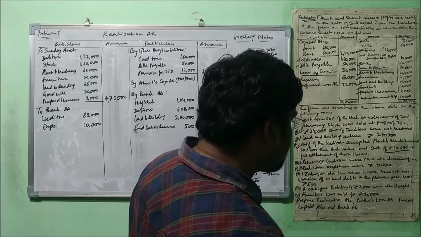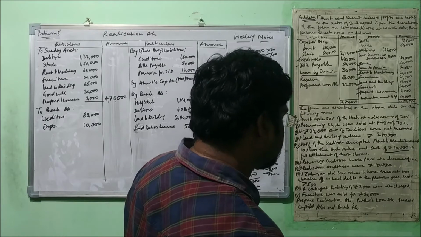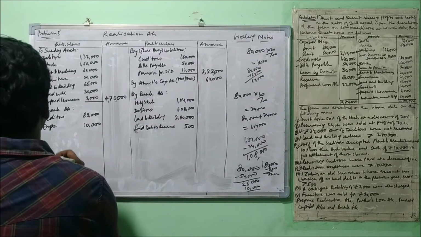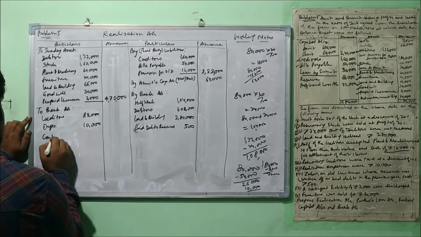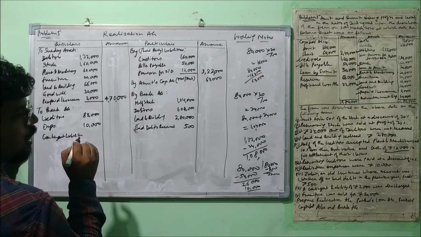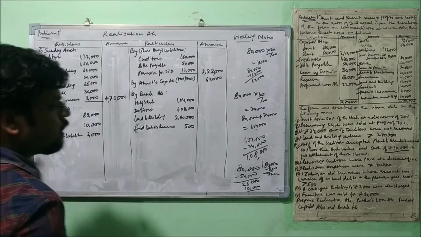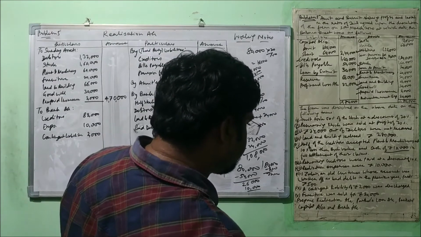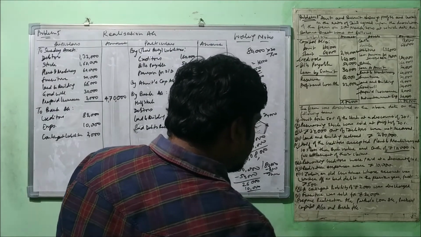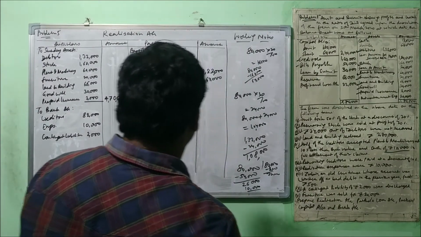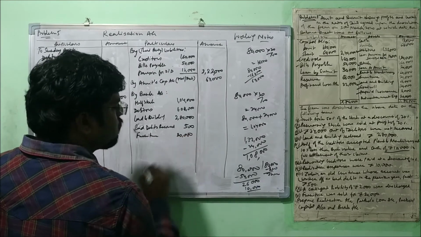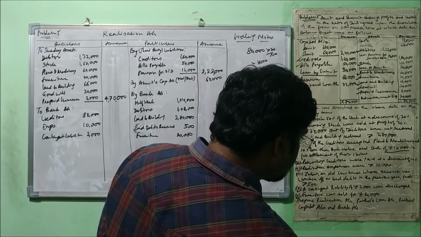A contingent liability of rupees 2,000 was discharged. So this is the unrecorded liability to be paid. So contingent at 2,000. Alright. And thereafter, this is also done. Furniture was sold for rupees 20,000. Sure. 20,000. Everything's done? Yes.